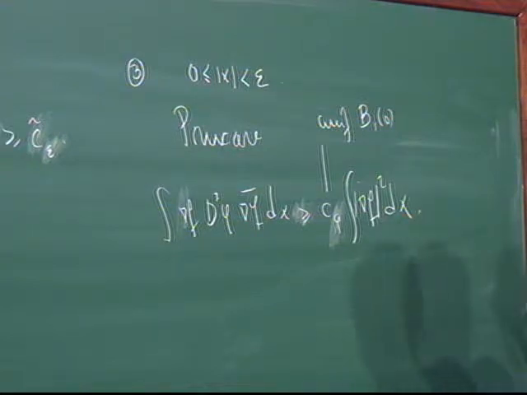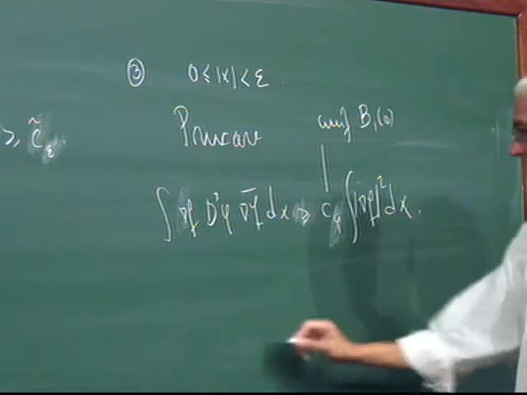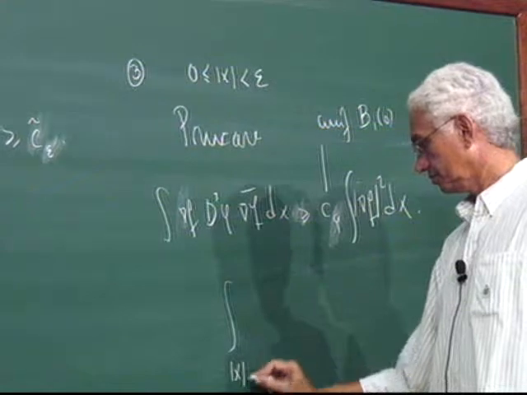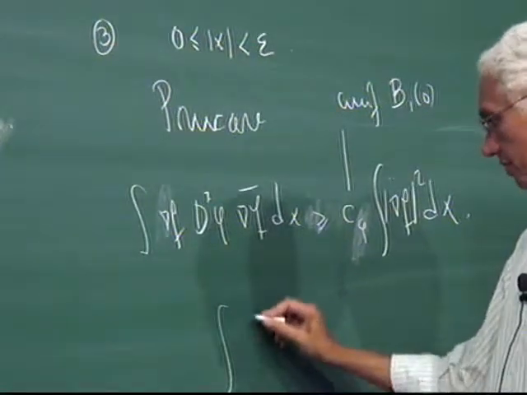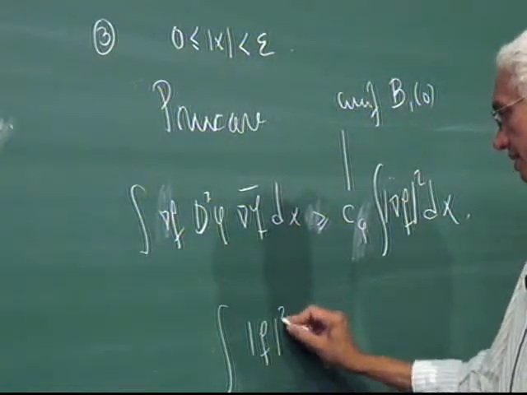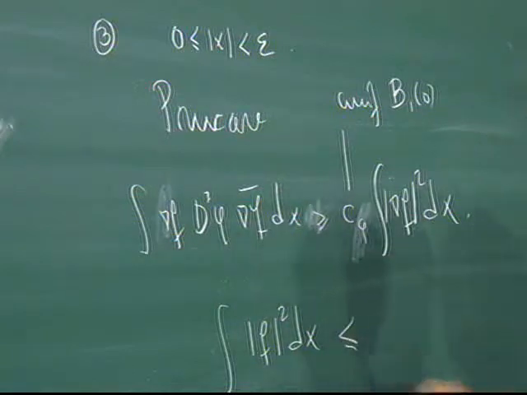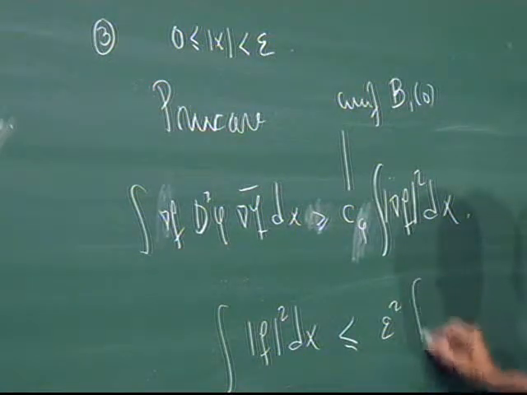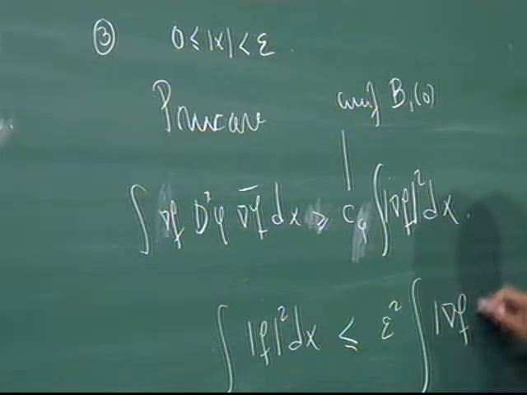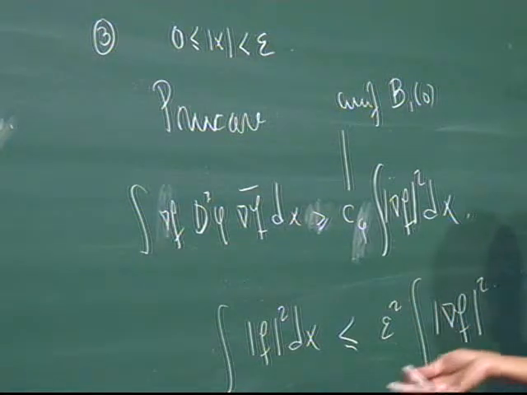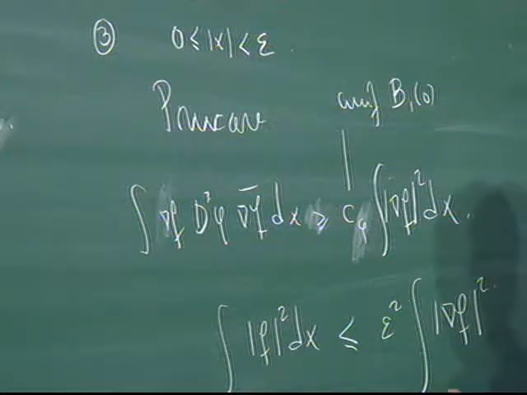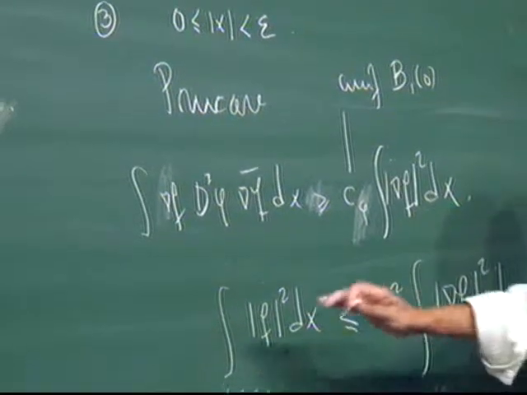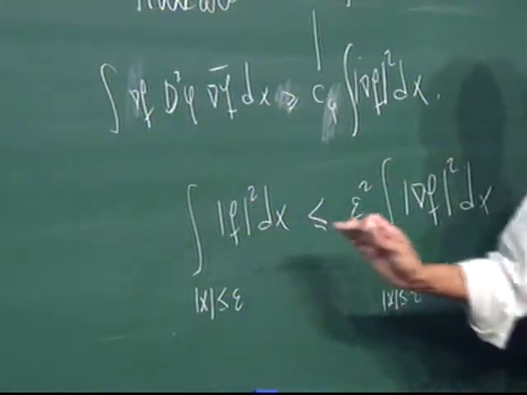And now, if you are in this domain, roughly speaking, you have this inequality. Very roughly speaking, you have this, because you have to truncate and do it. We did that with all details.